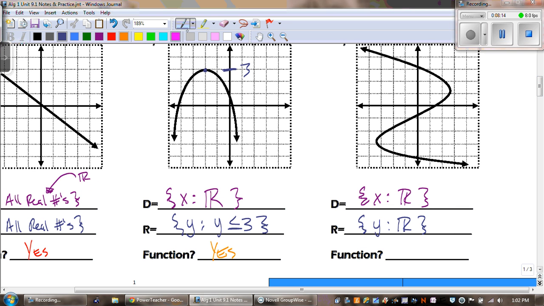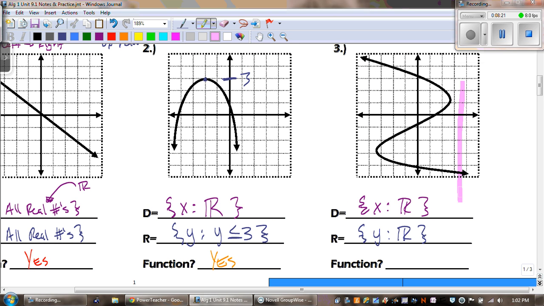Now, is it a function? Try it, like you can't just draw that line there. No, Mr. Grice. Look, Mr. Grice, it only touches once. Okay, but what about there? As soon as you find one line that touches more than one point, it is not a function.